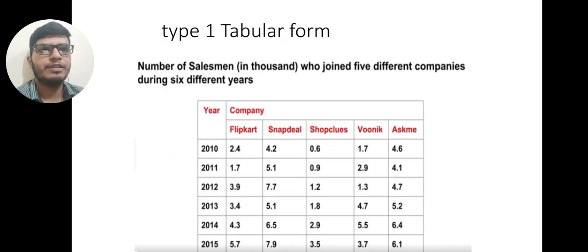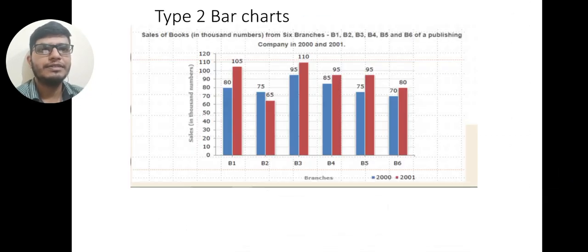Okay, so this is a tabular form, everyone knows about this. Columns represent the company and rows represent the year. This is a bar graph, which is another way of representing data. You may get this type of question in data interpretation as well.